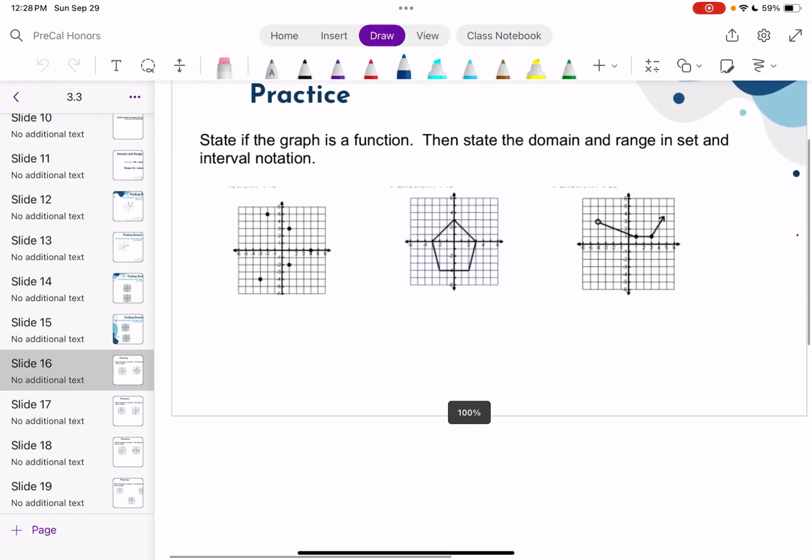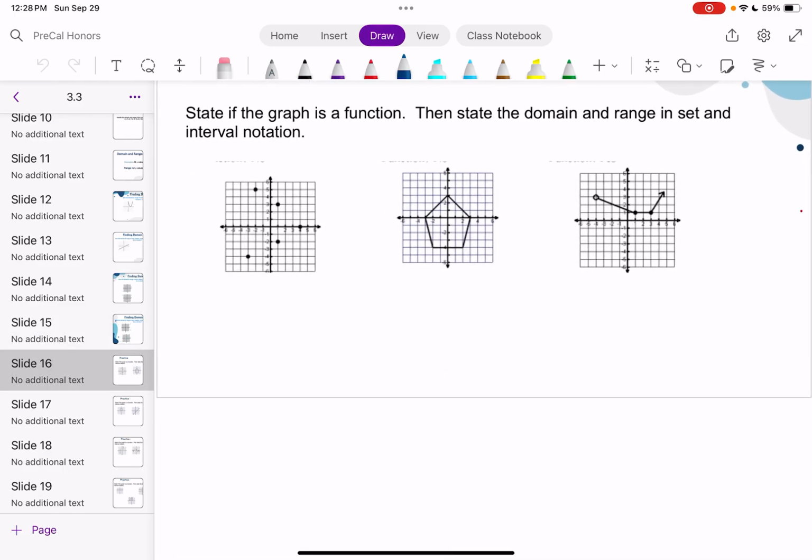In slide 16, we want to go ahead and state if the graph is a function, then state the domain and range in set notation and interval notation.